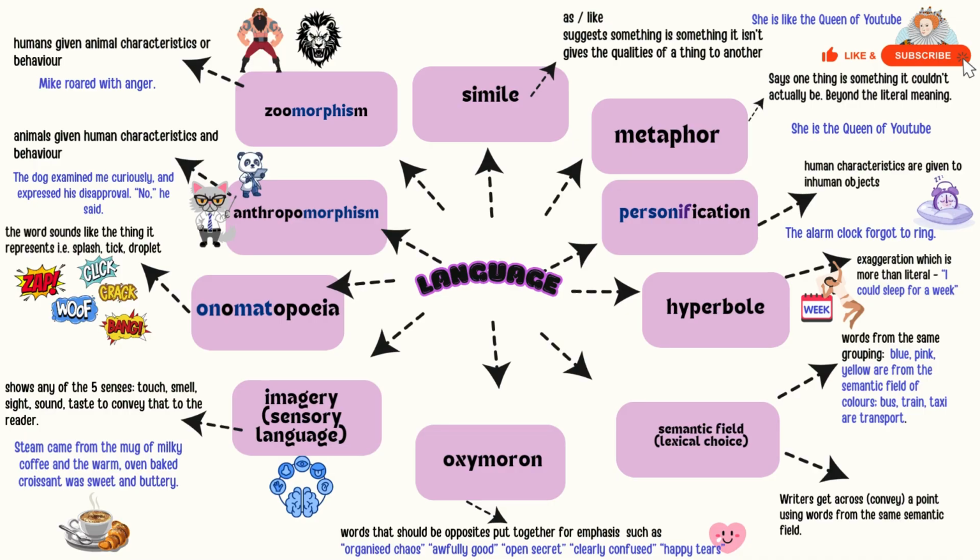Personification. Now, if we take personification, it's got the word if and person inside of it. So, personification, I say if it was a person, this is what it would do. So, in personification, human characteristics are given to inhuman objects. For example, instead of I forgot to set my alarm, I could say the alarm clock forgot to ring. Now that is making the alarm clock have the human qualities of forgetfulness.